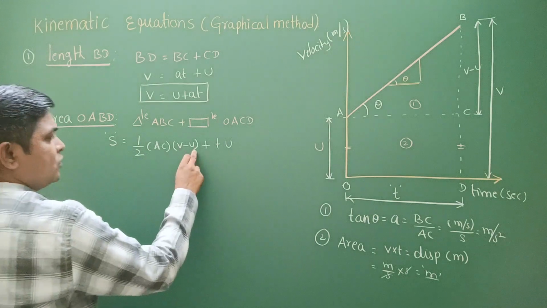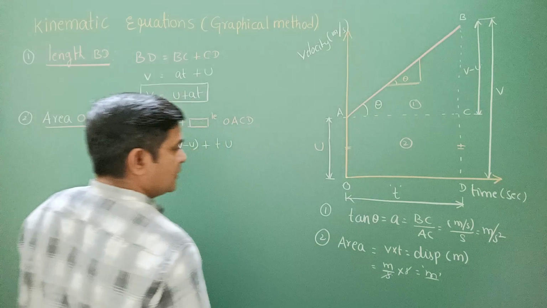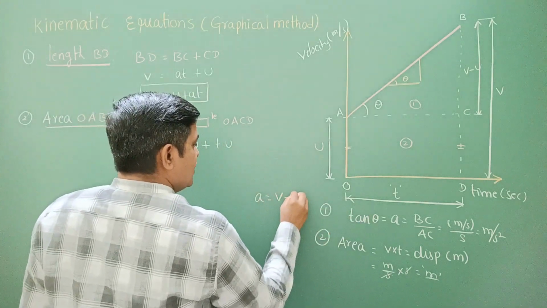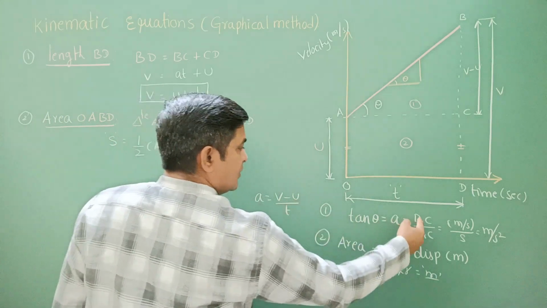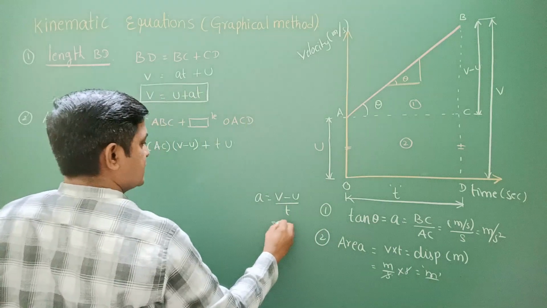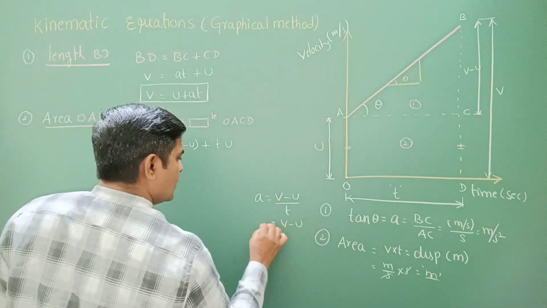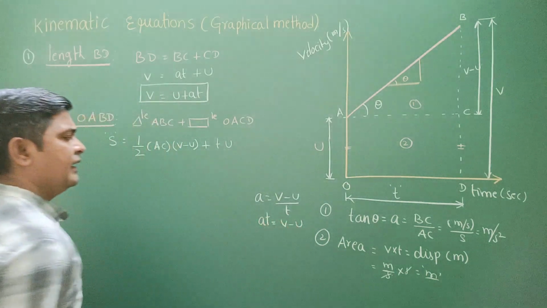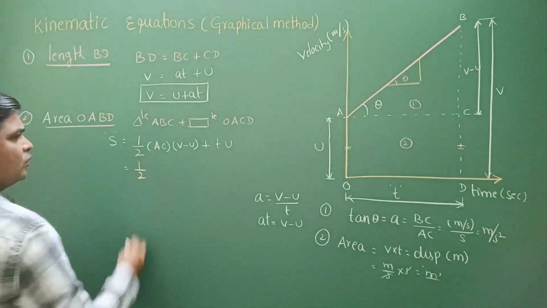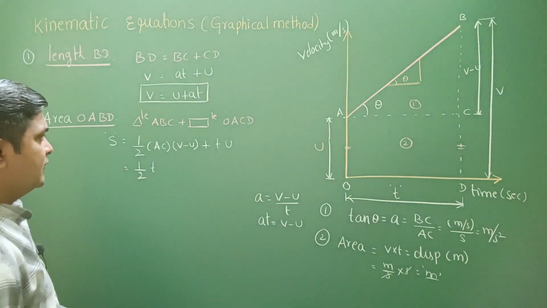Now V minus U equals what here? From the tan theta you can write it. BC is nothing but A equals V minus U by T from the BC. BC value is V minus U, no, AC value is T, that's why this is. So instead of V minus U, what can I write? I can write AT. So that value, if I take it, half into AC value, already we know, that is time.